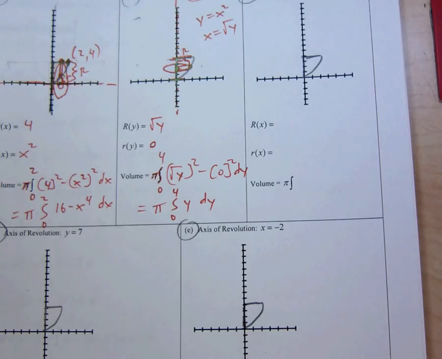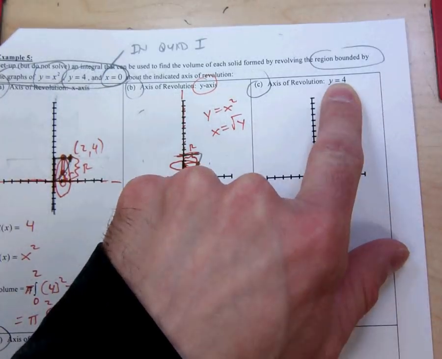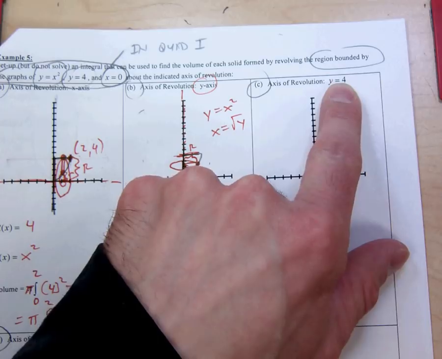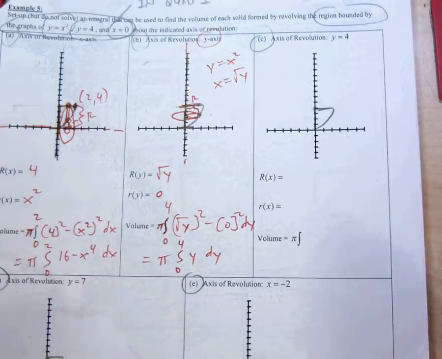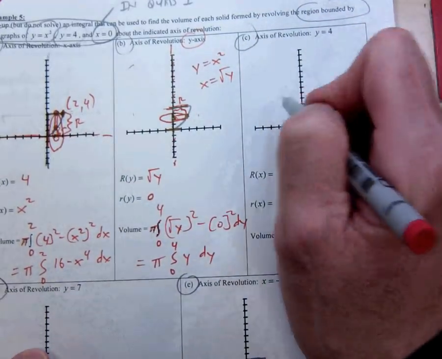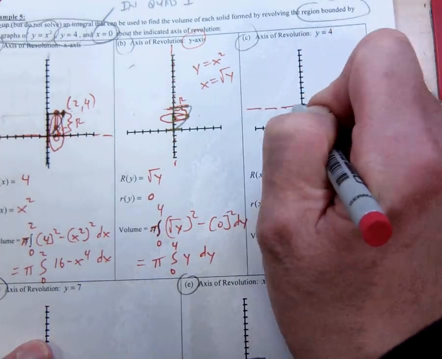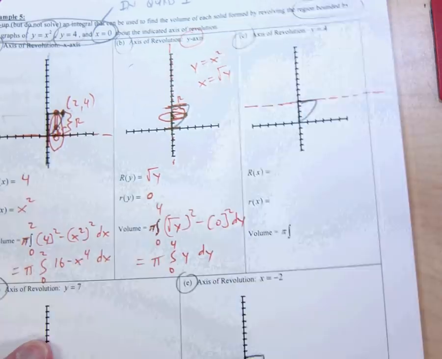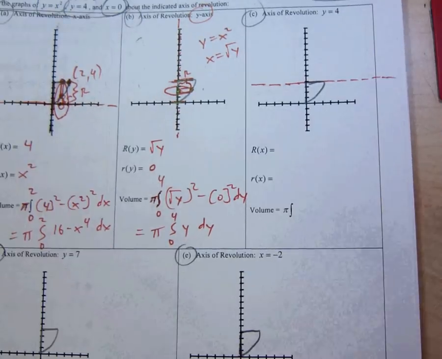All right, next one. This time we're rotating it around the line y equals 4. Now this is tricky, really tricky. This is the one where students have the most trouble. So everybody watch. Everybody draw the line y equals 4. Actually, this one and the next one are tricky. But agree that's my axis of revolution right there, the line y equals 4? Okay, what comes next?